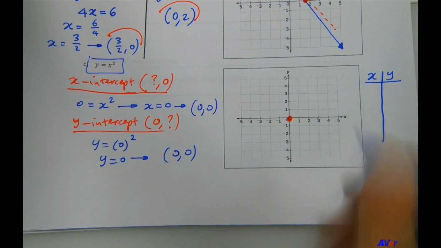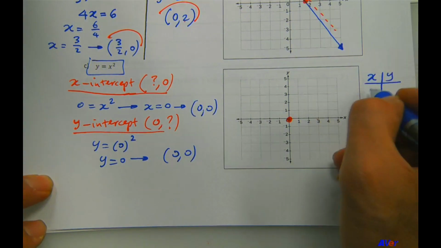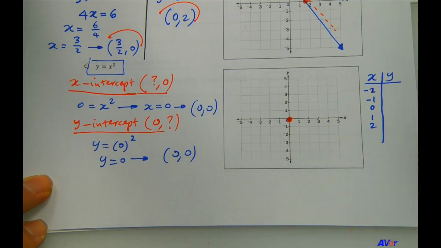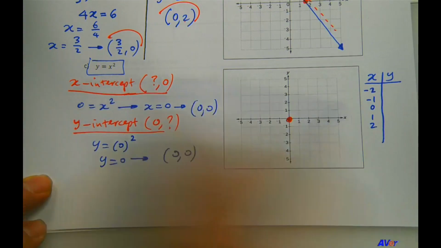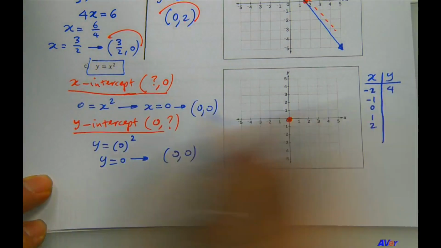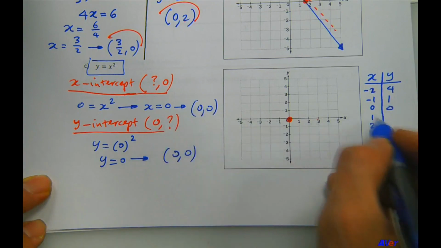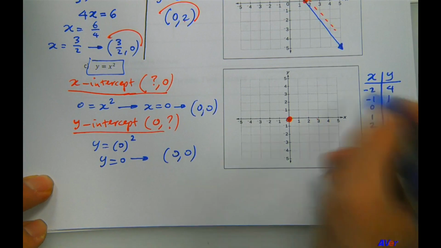So let's do that, because that's a useful exercise too. I'm going to pick some easy x values: -2, -1, 0, 1, and 2. So I'm going to plug in here: -2 squared, +4; -1 squared, 1; 0 squared, 0, which is what we have here; 1 squared, 1; 2 squared, 4. So these are our points.